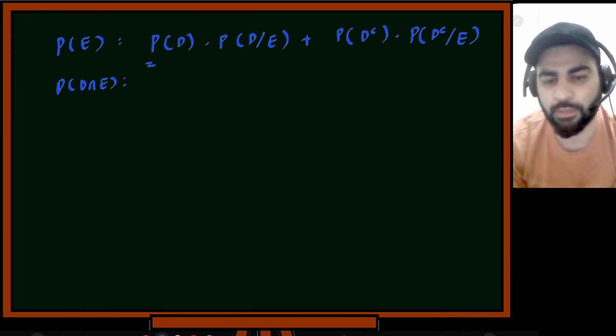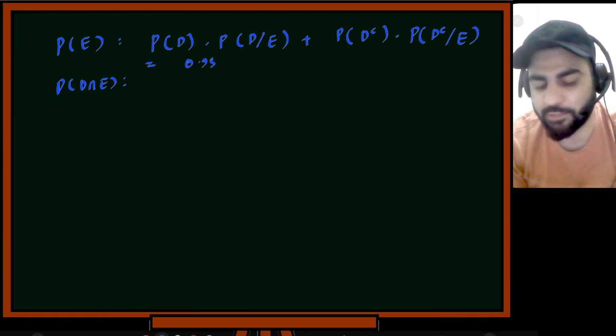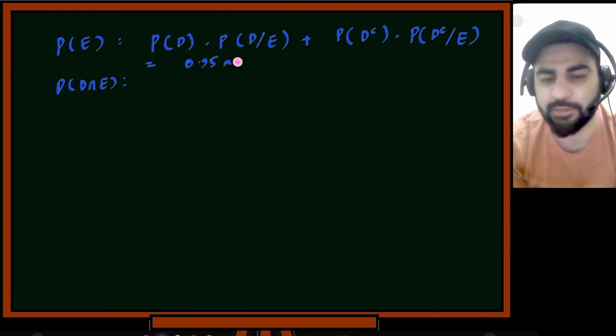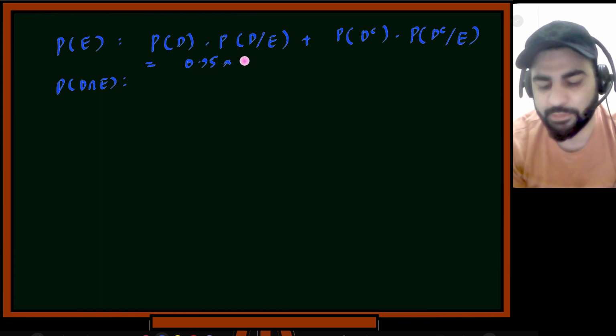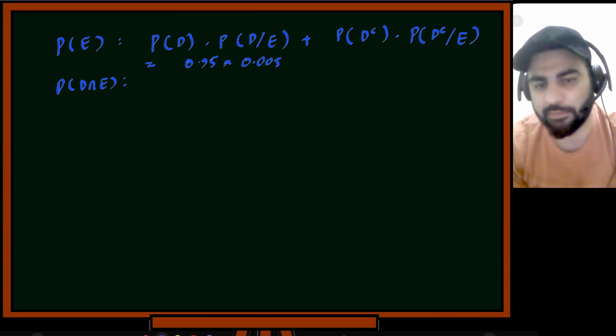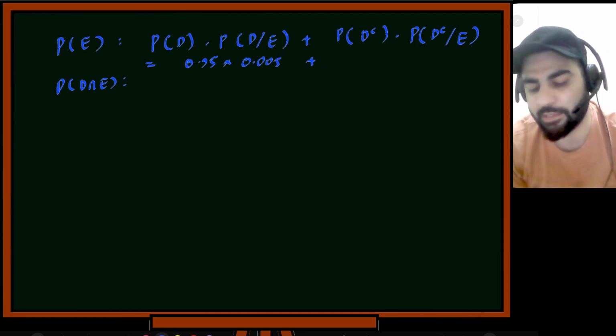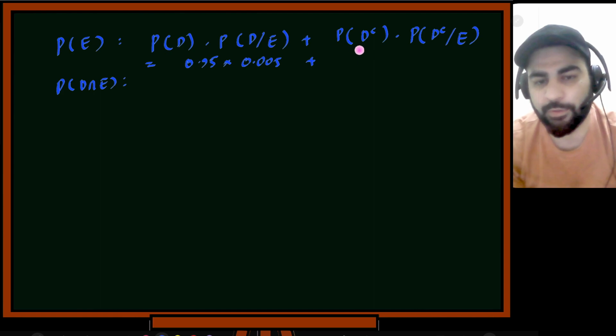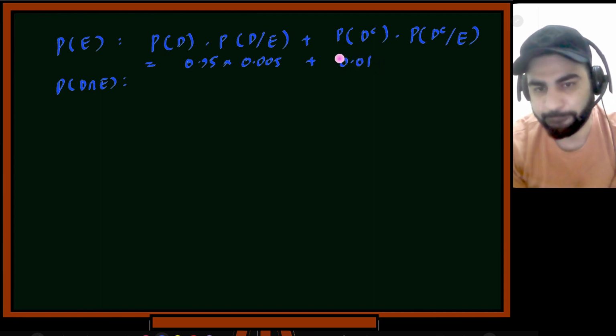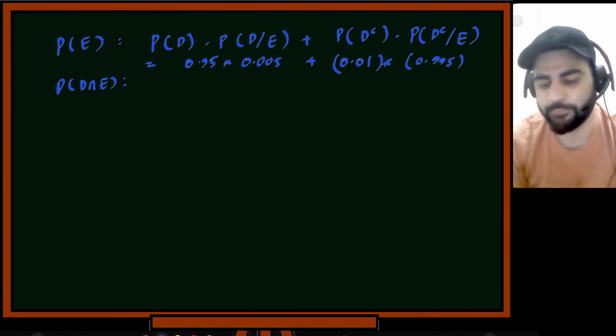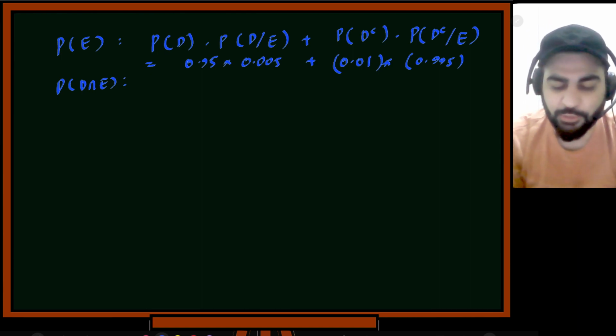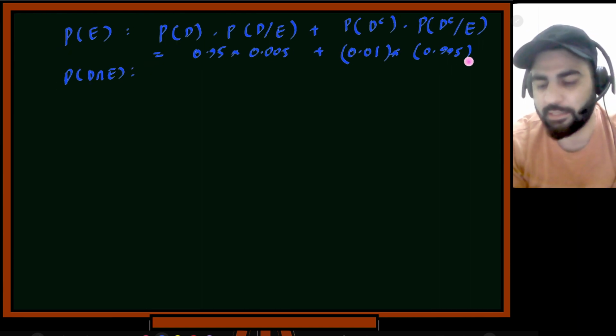0.95 multiplied by the probability of disease given E. So what is the value of this? 0.005. And then plus, what is the probability of D complement? 0.01, I think. Multiplied by, what is the probability of this? 0.995. 1 minus that thing. So this is equal to something.